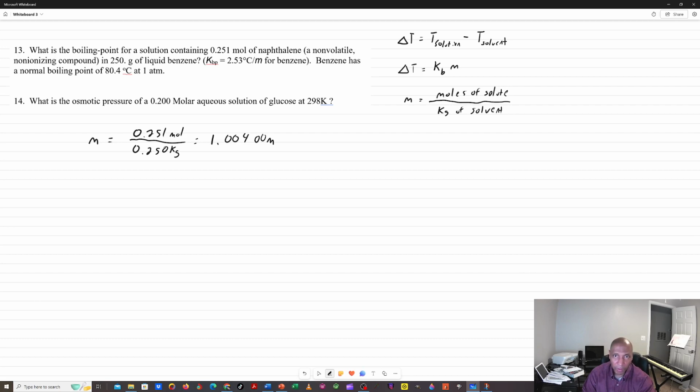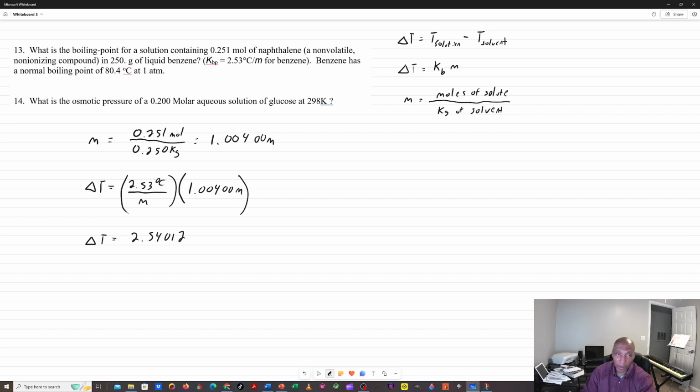Now I'm going to find delta T. Delta T is equal to K sub B, or they have K sub BP, which is 2.53 degrees Celsius per mole unit. We got a molality of 1.00400 m right here. Of course those little italic m's cancel out, and my delta T is going to equal 1.004 times 2.53.